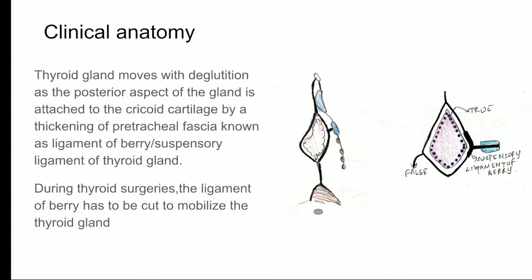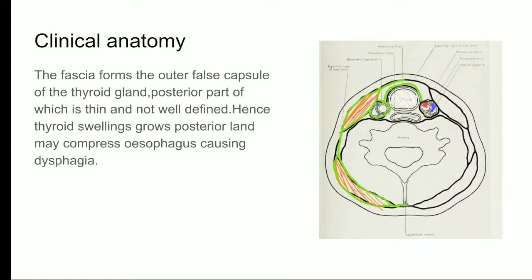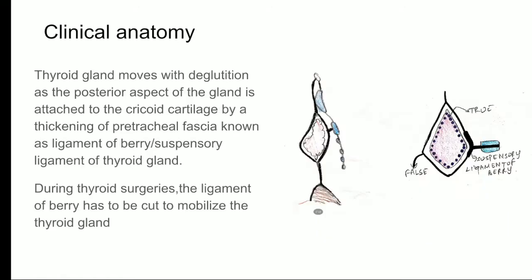Okay, so finally, our last point in the anatomy of the pretracheal fascia is, as you can see in the transverse section, that the fascia forms the outer false capsule of the thyroid gland, but the posterior part of it is not well defined. Hence, thyroid swellings grow posteriorly and may compress the esophagus, causing dysphagia. So with this, we actually complete talking about the pretracheal fascia.